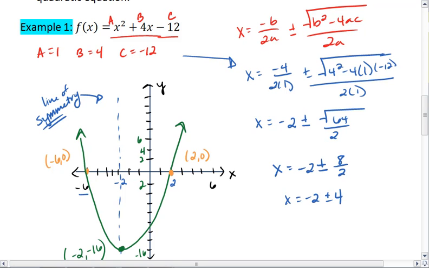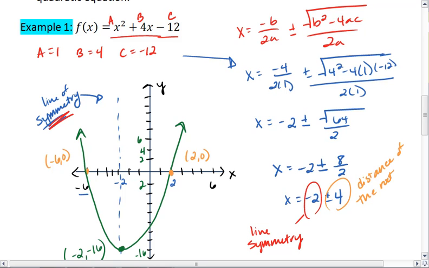This negative 2 is actually representing where the line of symmetry is located. And we notice we still have this line of symmetry at x equals negative 2. The plus or minus 4 is the distance of the roots from the line of symmetry.